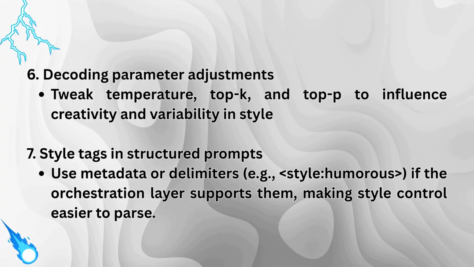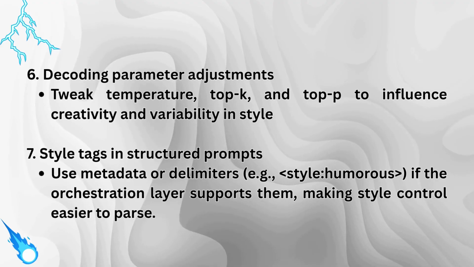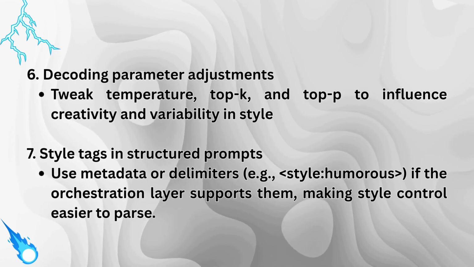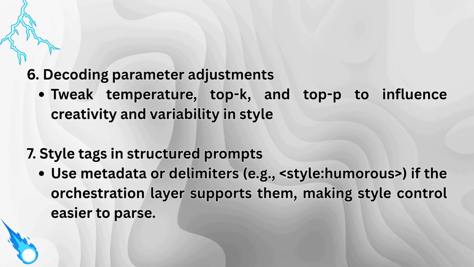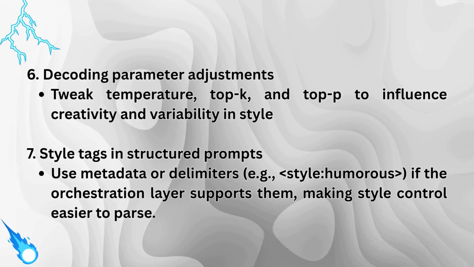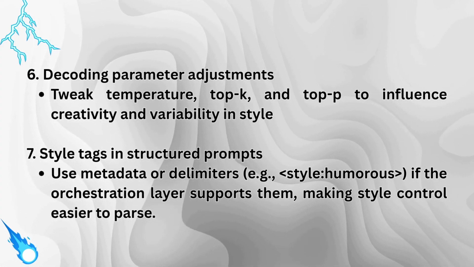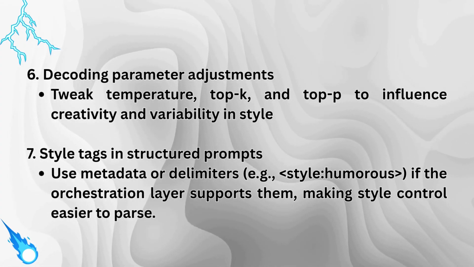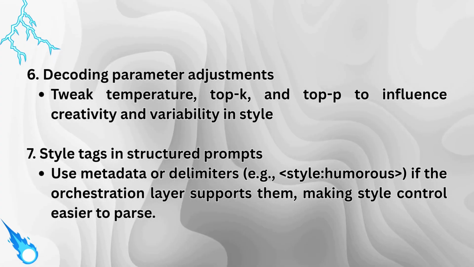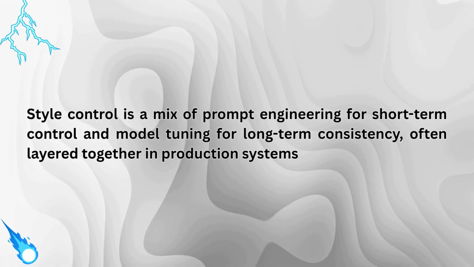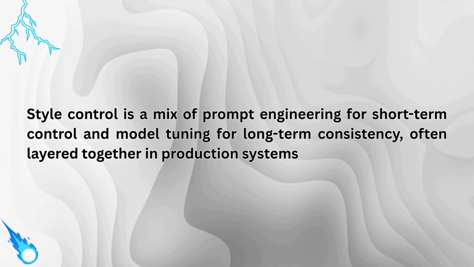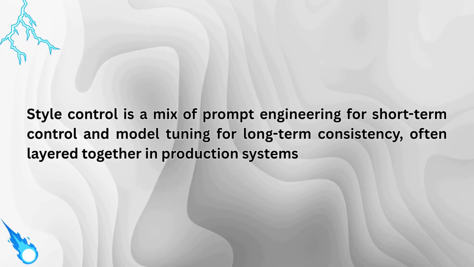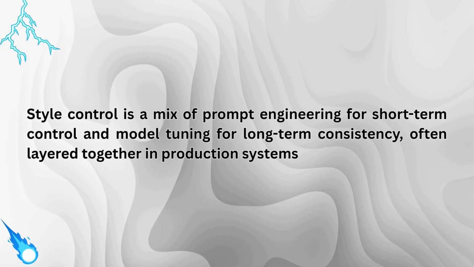6. Decoding parameter adjustments. Tweak temperature, top-K, and top-P to influence creativity and variability in style. 7. Style tags and structured prompts. Use metadata or delimiters, e.g., if the orchestration layer supports them, making style control easier to parse. In short, style control is a mix of prompt engineering for short-term control and model tuning for long-term consistency, often layered together in production systems.